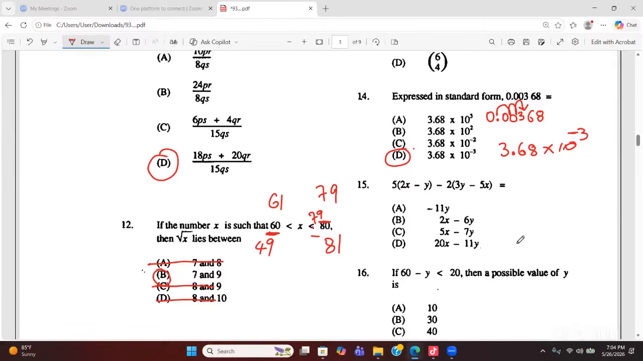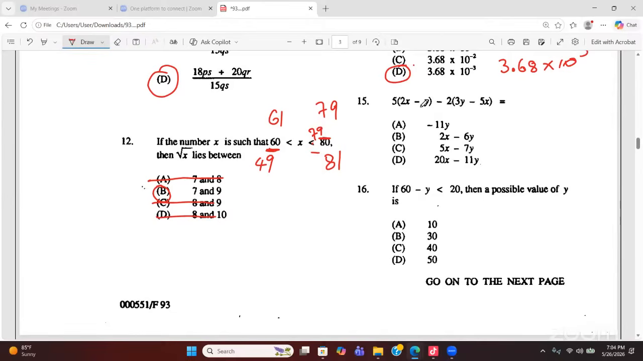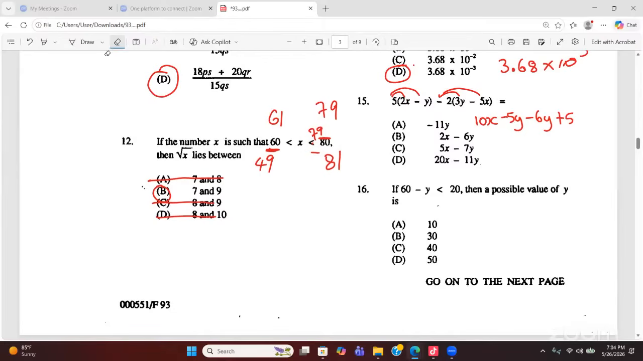All right, let's come here for number 15. What we're doing here is we want to simplify this. You simplify by distributing, so we're utilizing our distributive property. 5 times 2x will give us 10x. And then 5 times -y will give you -5y. Then -2 times 3y will give you -6y. And then -2 times -5x will give you a positive. Remember, negative times negative will give you a positive. So we're going to get a positive 10x.